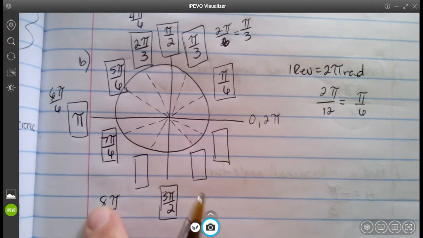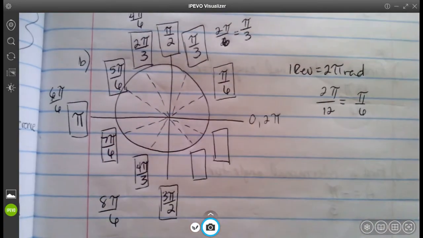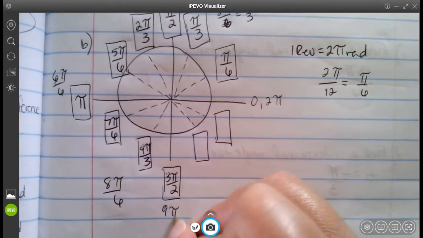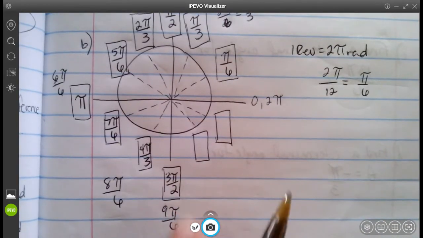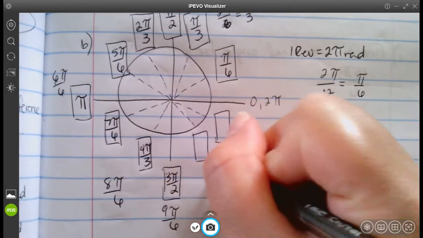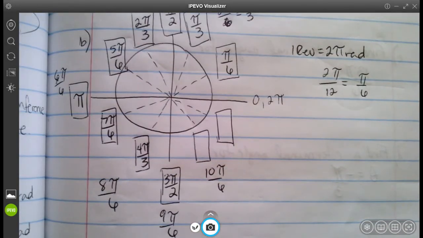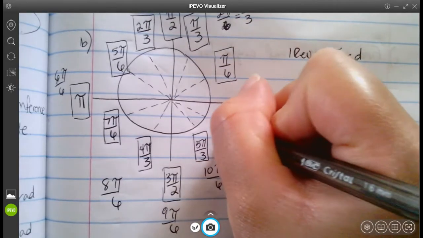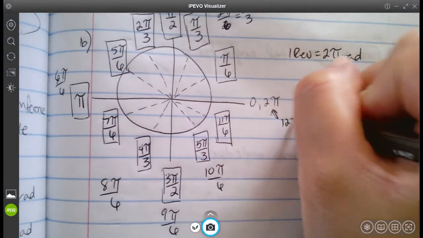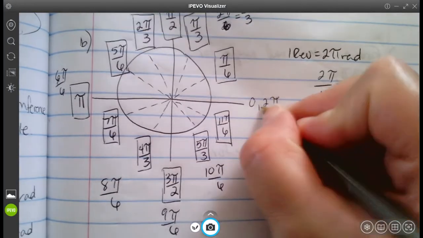But again, we can reduce that. 8 over 6 is 4, so 4 pi thirds. 5 pi over 6. 9 pi over 6, but 9 pi over 6 is 3 pi over 2. It reduces. This one's going to be 10 pi over 6, but it's 5 pi over 3, 11 pi over 6, and then right here, 12 pi over 6, which again is just equal to 2 pi, which we already have.